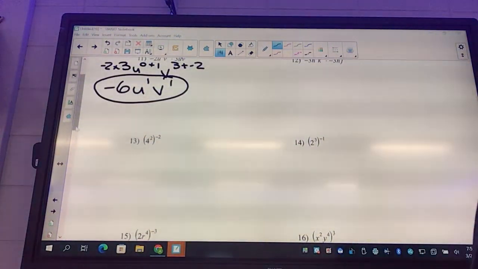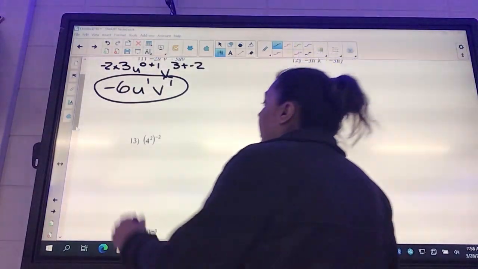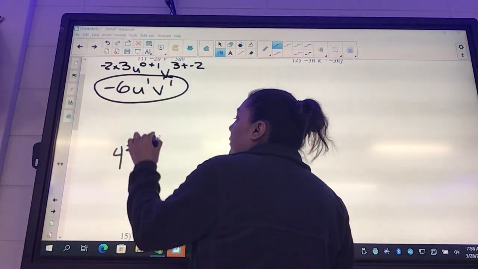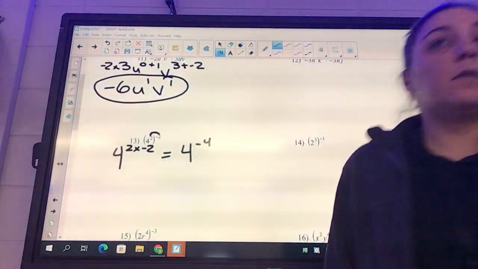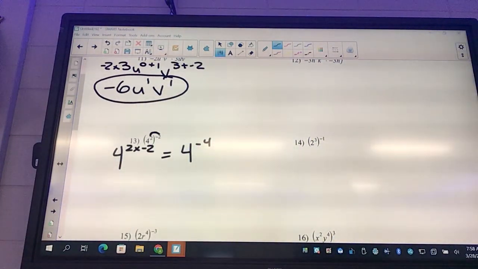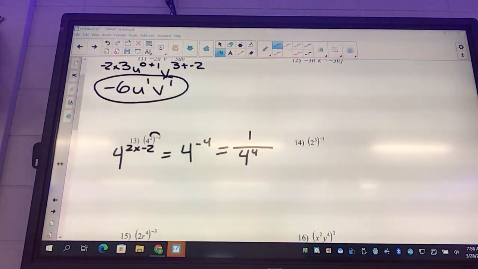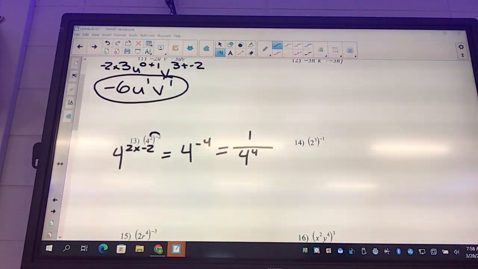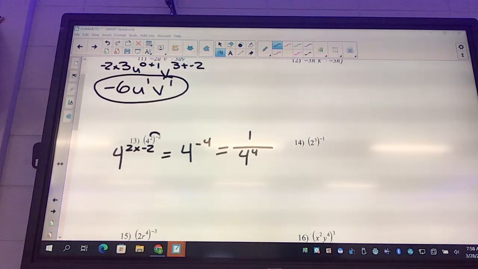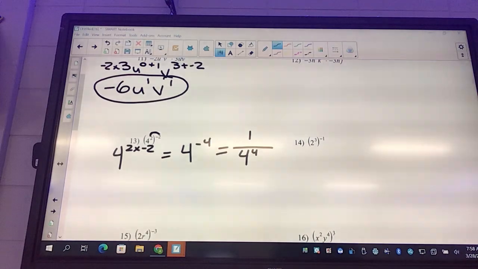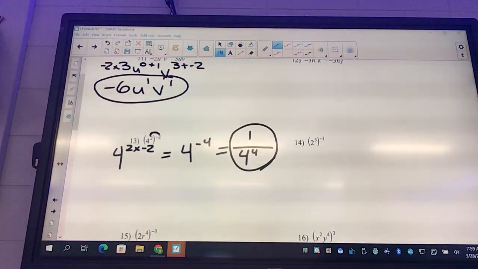Number 13, what rule is that? It's the power rule. What do we do with the exponents? We're going to multiply them. So you've got 4 to the 2 times negative 2. You multiply those two. Yep, 4 to the negative 4. So it's going to be 4 to the 4 on the bottom and a 1 on top. Do we simplify this? The answer is no. Some of you are still typing in your calculator 4 to the 4 and putting that for an answer. We do not do that. If there's no letters here, we leave it like this.